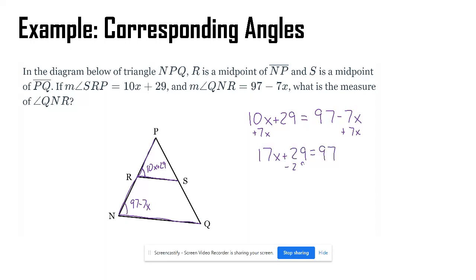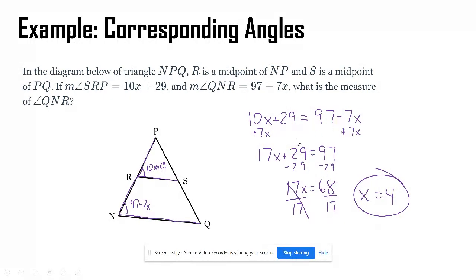And I subtract the 29. 17x is equal to 68. And when I divide, once again, and this is a coincidence because I picked these problems at random, x is equal to 4. So once again, we have x equal to 4. And once again, we're not done. So we know what x is, but we've got to answer the question. And the question here is, what is the measure of QNR?